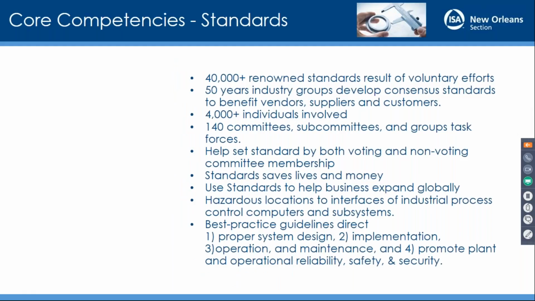So at the core, some of the competencies, there's five different things that make up ISA, really. One is, of course, the standards. I didn't realize there was 40,000 plus standards. They're all a result of voluntary efforts. 4,000 plus individuals involved, 140 committees, subcommittees, task groups that are put together. And these are to help advance the standards that a lot of these people are using or affiliated with or have something to do with.